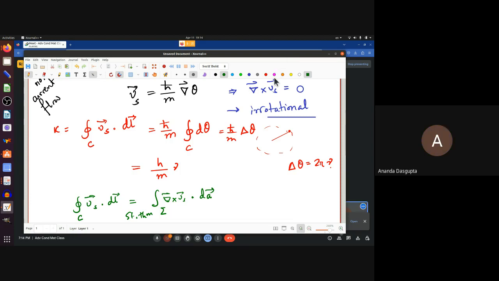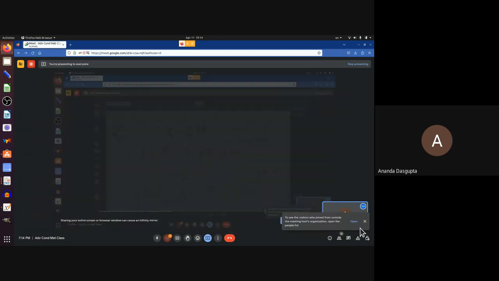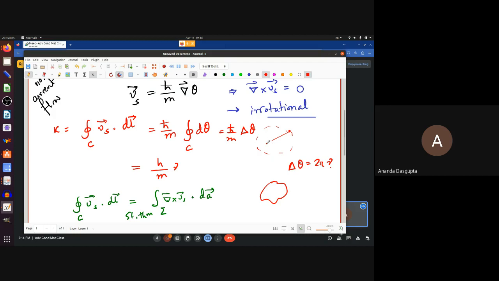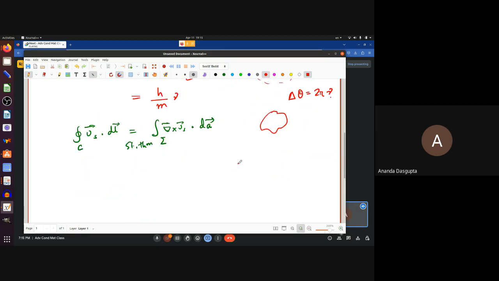After all, suppose I have a loop here. This is my loop. Unfortunately, I'm drawing this on a piece of paper, which is two-dimensional, so I have to draw a planar loop. But you can try to imagine that this is not planar. You can imagine that the loop could be something like this, something like an open book with pages.